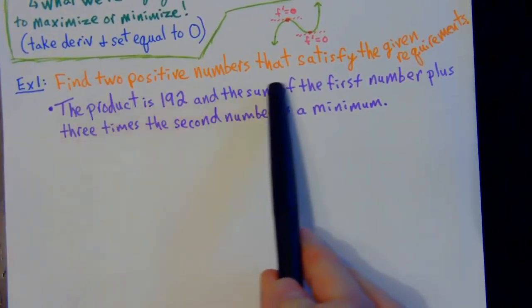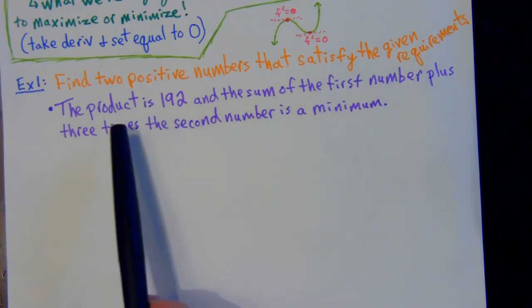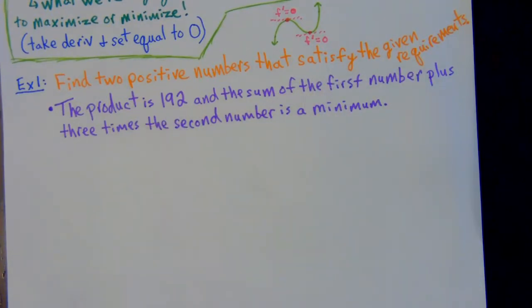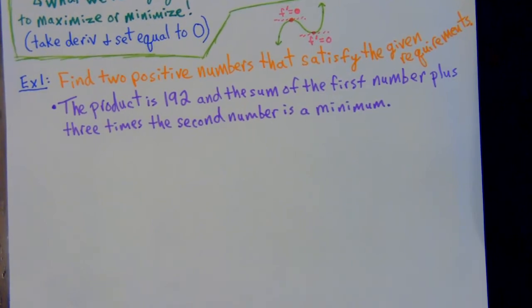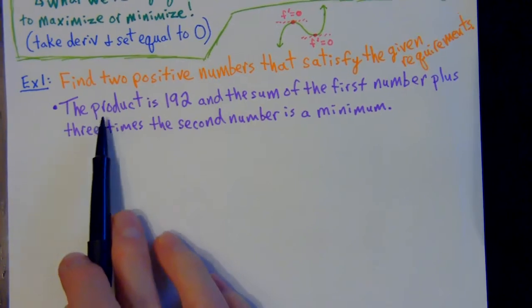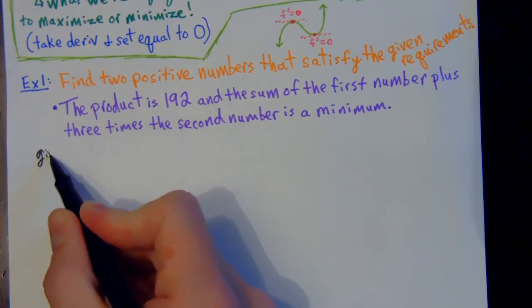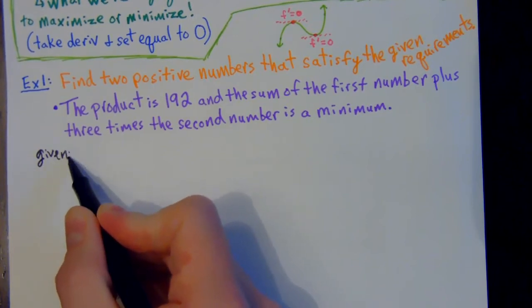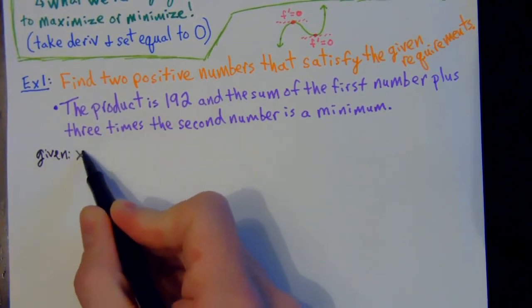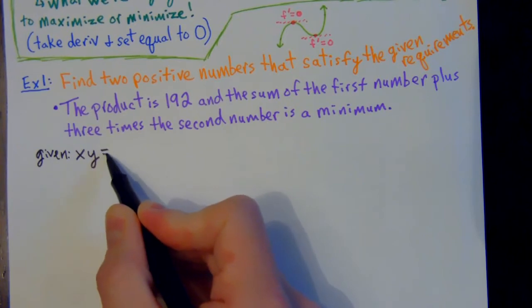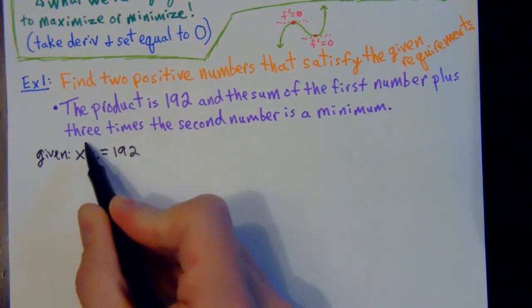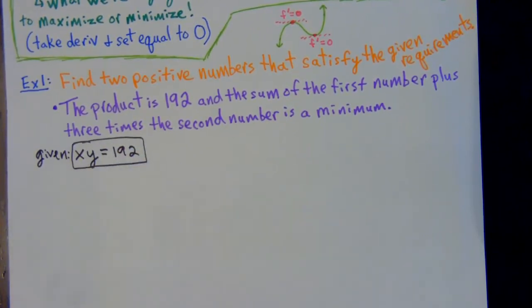We're going to find two positive numbers that satisfy these requirements. The product of those two numbers is 192. And the sum of the first number plus 3 times the second number is a minimum. So when they tell us the product is 192, that's the given. So a lot of times I'll just write down my givens of the problem, the product of those two numbers. So if I call one number X, the other number Y, and I multiply them together, that's the given, right? X times Y, that product is equal to 192.